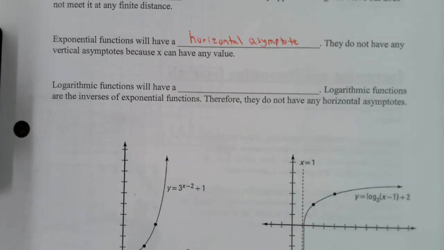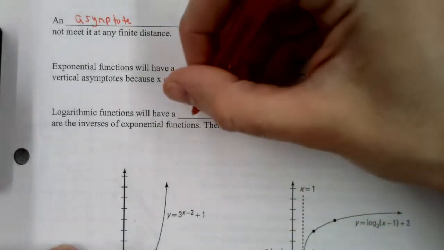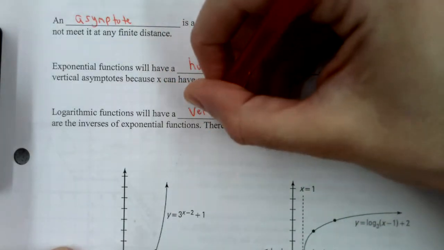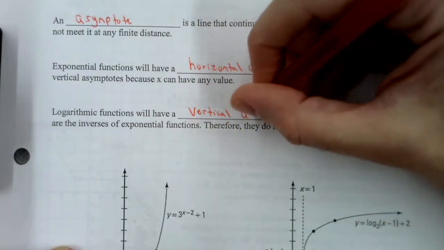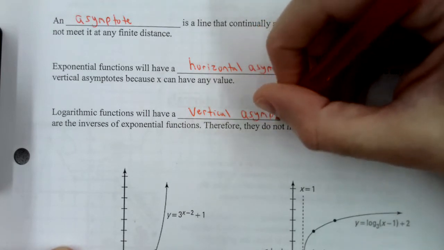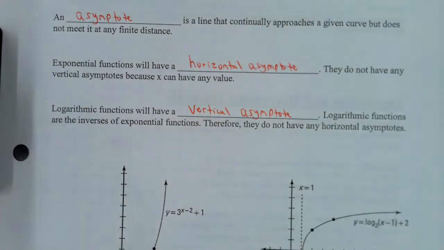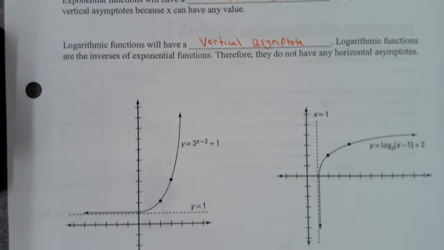And conversely, logarithmic functions will have what's called a vertical asymptote. Logarithmic functions are the inverses of exponential functions. Therefore, they do not have any horizontal asymptotes. So let's go through one of each type. Let's start with an exponential function.